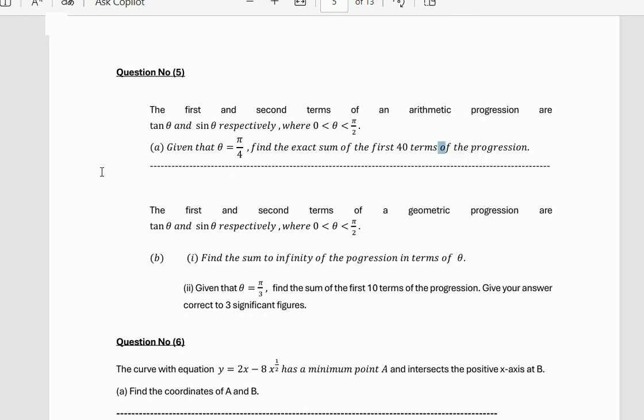For part B, the first and second terms of a geometric progression are tan theta and sin theta respectively, where 0 is less than theta less than pi by 2. Find the sum to infinity of the progression in terms of theta. The second part: given that theta equals pi by 3, find the sum of the first 10 terms of the progression, giving your answer correct to three significant figures.